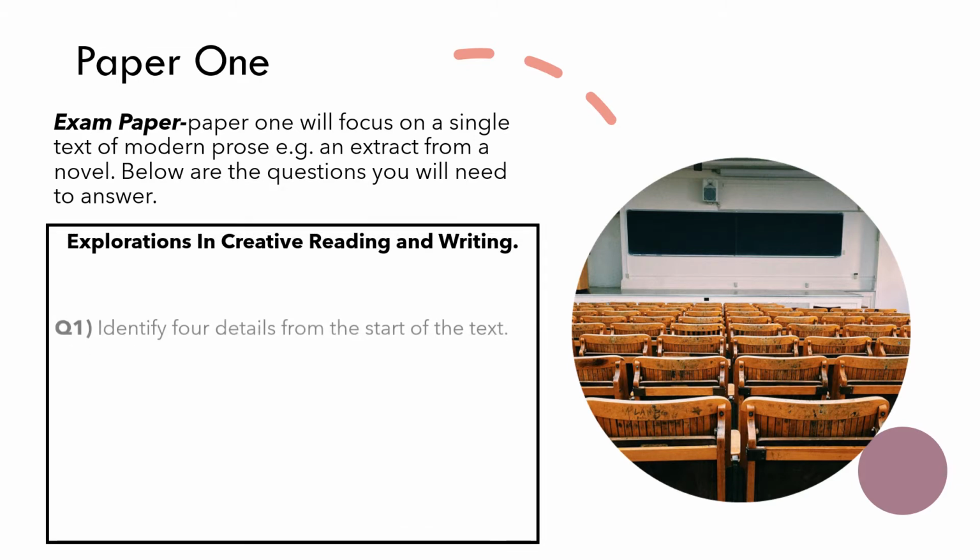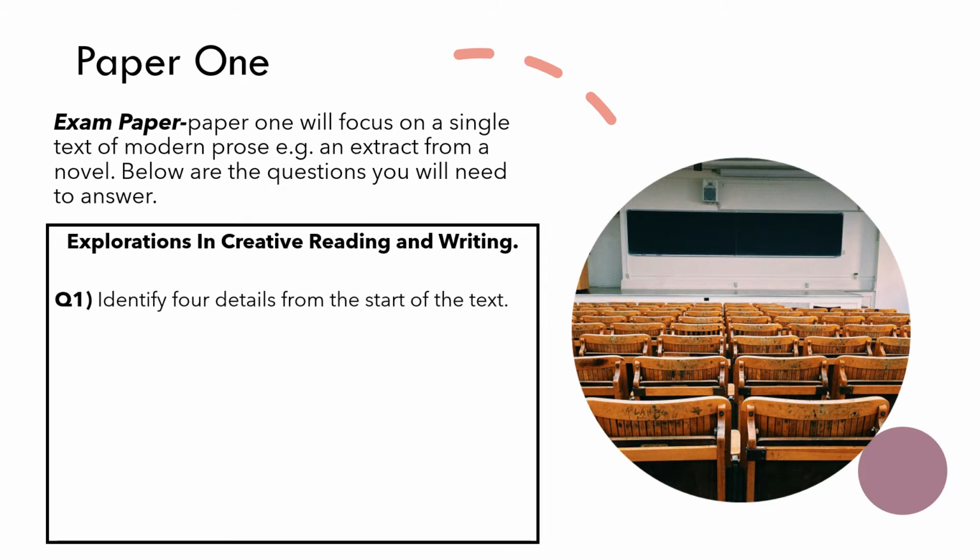If we have a look at the first one, question 1 says identify 4 details from the start of the text. Typically this will come from the first 5 lines of the extract, and you'll be able to identify some key details which should be fairly straightforward, and it's just there to test your comprehension and understanding as we go forward.